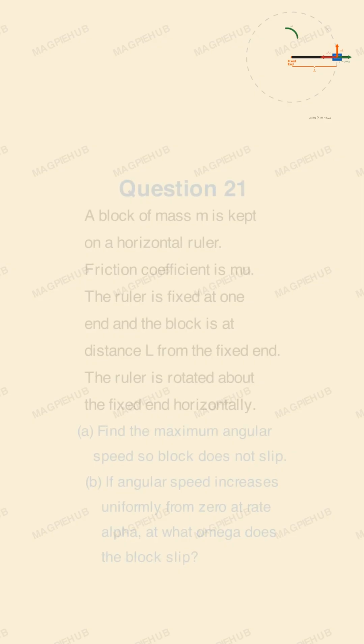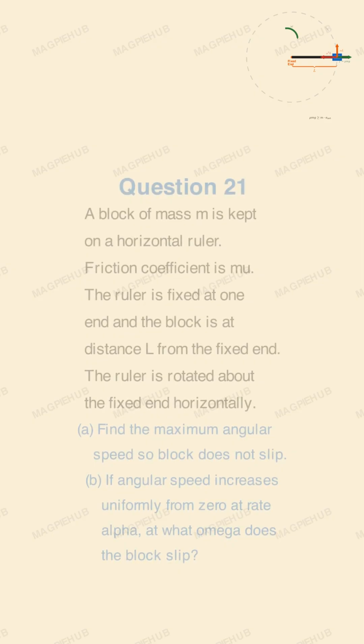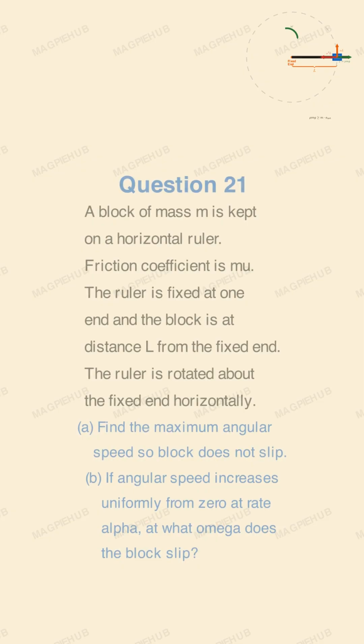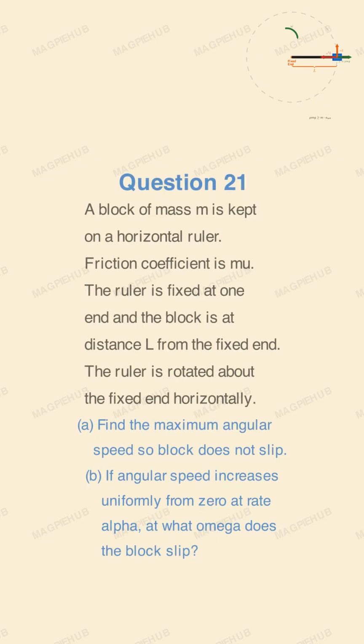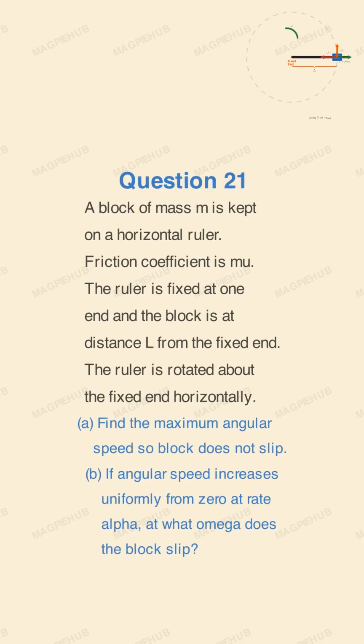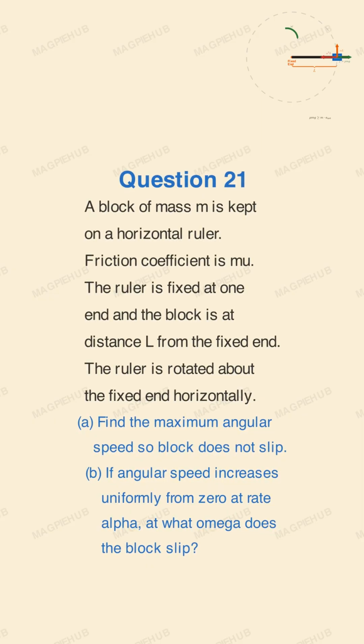The question asks, a block of mass m is kept on a horizontal ruler. The friction coefficient between the ruler and the block is mu. The ruler is fixed at one end, and the block is at a distance L from the fixed end. The ruler is rotated about the fixed end in the horizontal plane. Part A, what is the maximum angular speed for which the block does not slip?